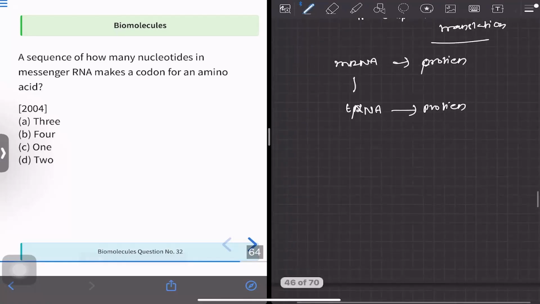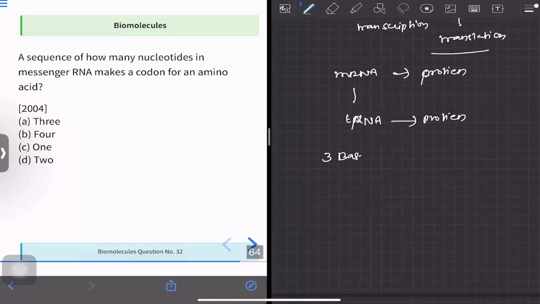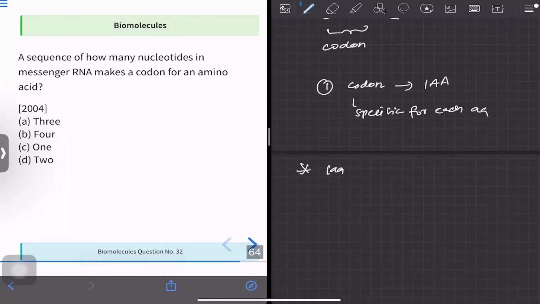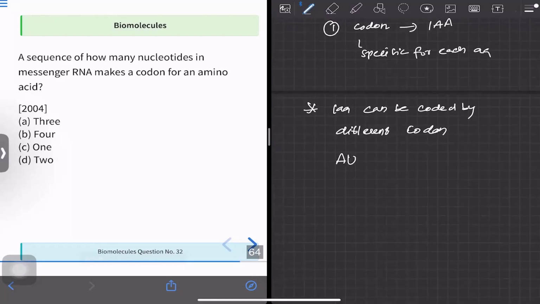See, we all know that three bases combine to form one codon. These 3 bases are known as a codon, and one codon can code for one amino acid, and it is specific for each amino acid. But one amino acid can be coded by different codons. For example, we all know AUG. It is the first codon which starts the process.